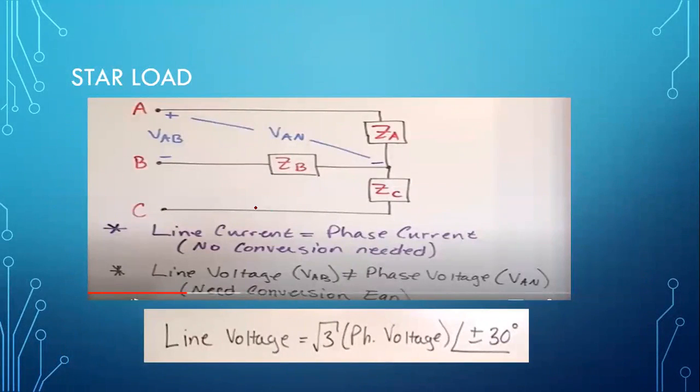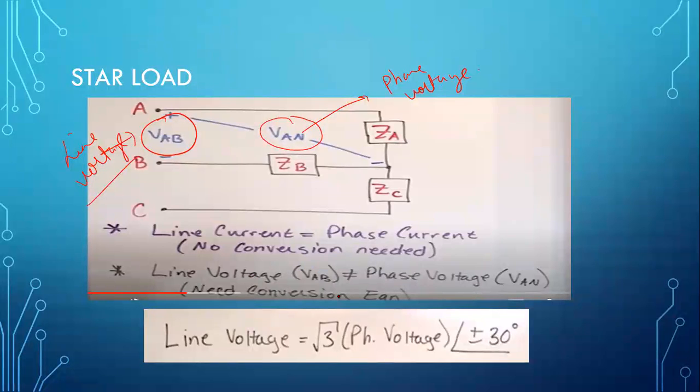Finally, you can use this as your reference for star load, where your line current is equal to phase current, and your line voltage is not equal but has a relation: root 3 times the phase voltage at an angle of plus or minus 30 degrees. So this is your VAN, or you call it your phase voltage. And this is between lines, VAB. So you call this line voltage. Everything is given here. You just have to look into it and identify.